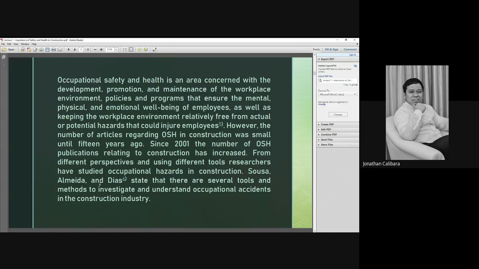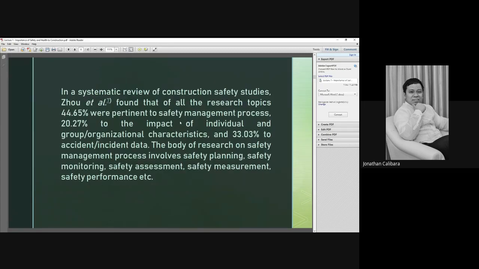Okay, next. In a systematic review of construction safety studies, Zhou et al. found that research subjects were 20.7% about the impact on individual and group organizational characteristics and 33.03% about accident and incident data. So there are percentages here related to construction, and about 44.65% were pertinent to safety management. So it's a bigger risk if it lies with the management team, because it's about people, the people that are working, the people's movement, their organization, their different jobs.